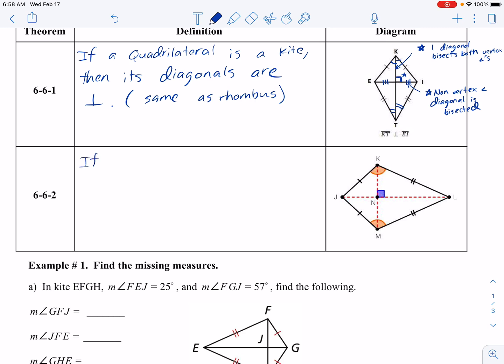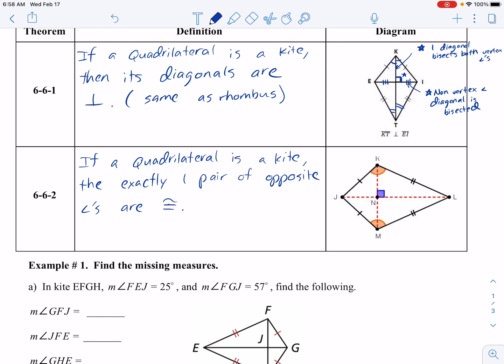Our last property involves one pair of opposite angles. So if a quadrilateral is a kite, then exactly one pair of opposite angles are congruent. And those opposite angles are your vertex angles. They're always going to be congruent.